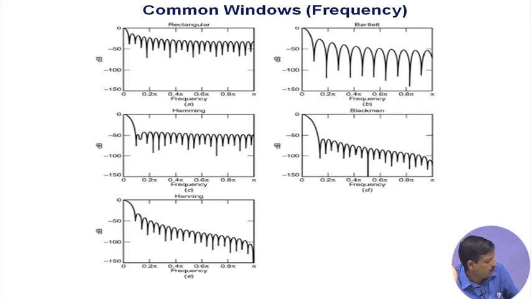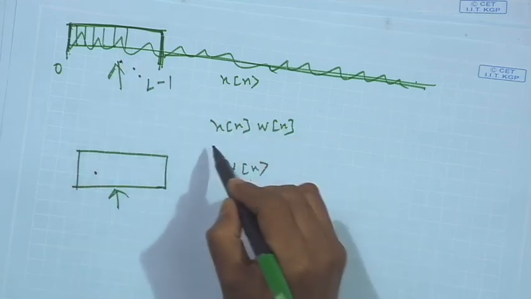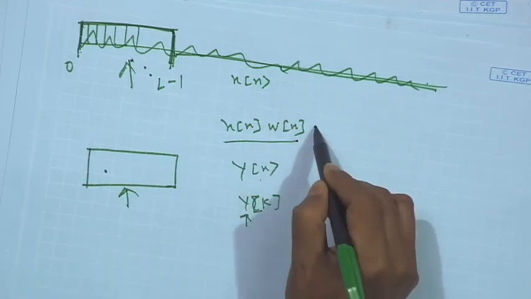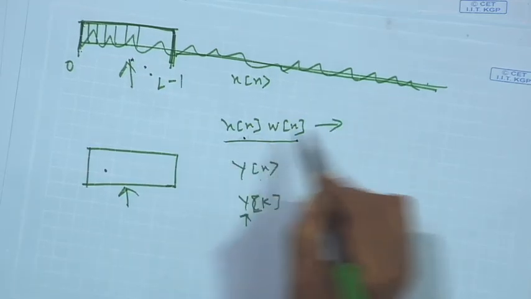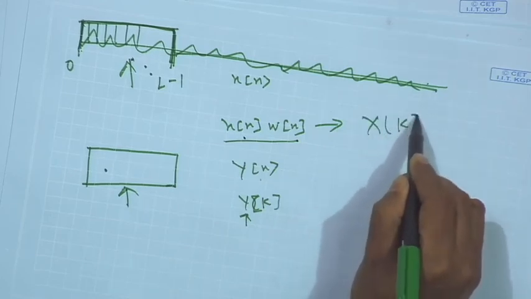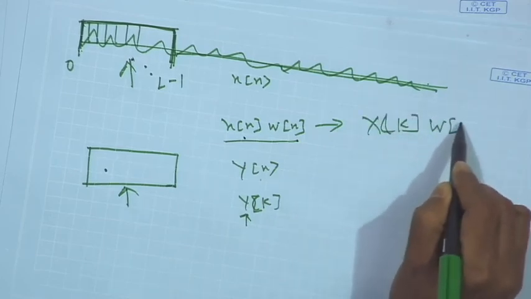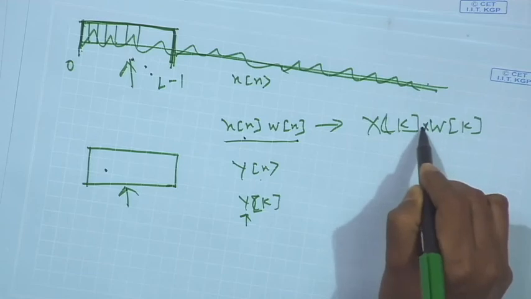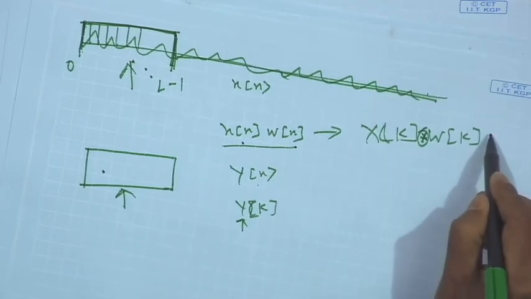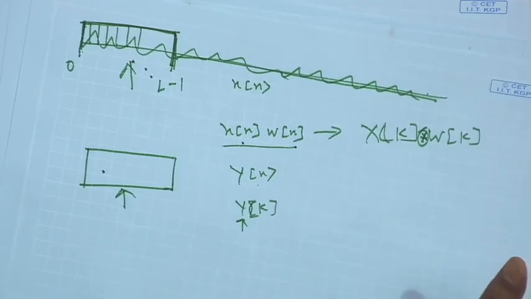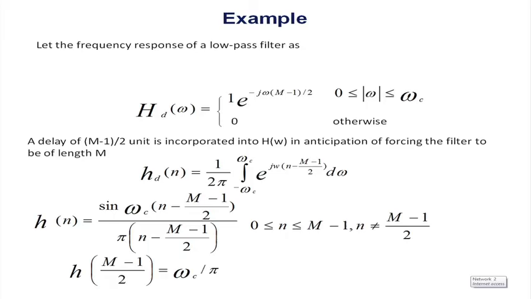Okay. So, it is time domain multiplication, that means the window is multiplied with the signal in the time domain. In the frequency domain it will be a convolution. So, X[k] will be convolved with the window function and then multiplied with the frequency response of the filter. Okay. So, this is happening. I will discuss the details when I discuss the STFT, the short-time Fourier transform.